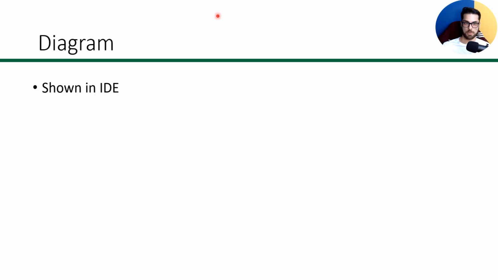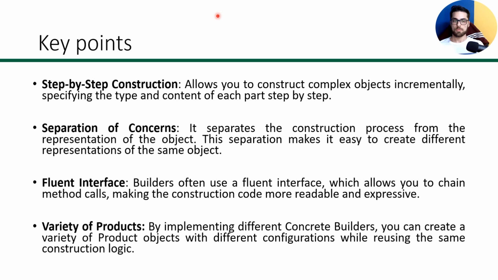So we did talk about the elements, diagrams, key points. Step-by-step construction, we did talk about it a lot of times. Step-by-step construction allows us to create complex objects incrementally. I'm not going to give any magic numbers. I'm not going to say from 5 class properties on, we're going to use builder. Not necessarily. How complex is the object? That's going to take a design decision.